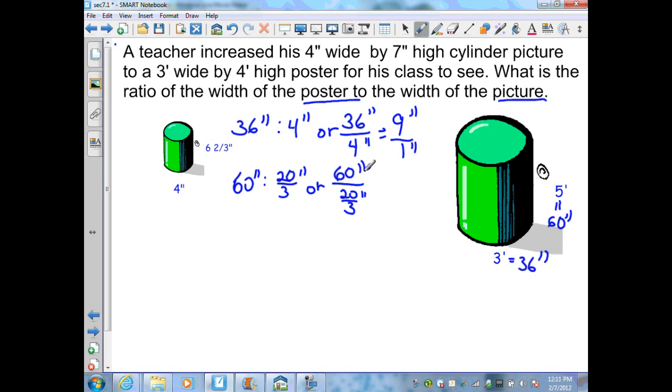Now I can simplify that. 60 divided by 20/3. 60 times the reciprocal, 3/20. Then I just simplify that, and I will get 9. Therefore, this ratio is 9 to 1. And that should be exactly what I have on my first ratio, 9 to 1.